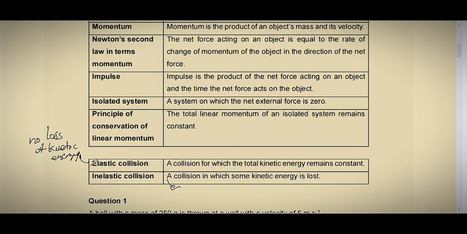But it is very important to note that in both these collisions, momentum is conserved, right? So if you have looked at your notes already, you know what I'm talking about. So momentum is conserved.